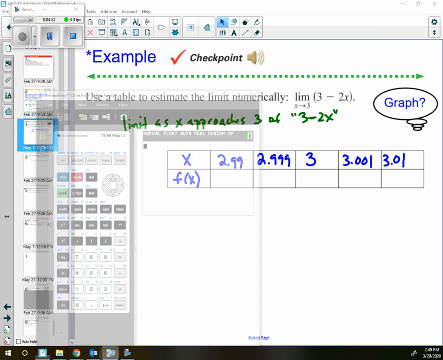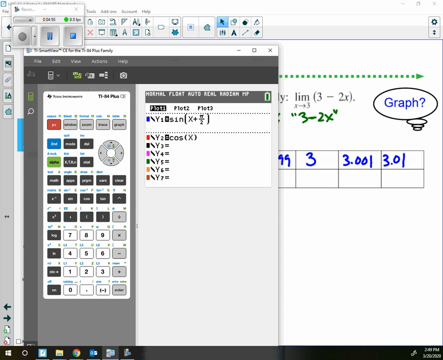So here's what we're going to do. We're going to use our table and our graphing calculator to help us. So I'm going to go ahead and have you put in y equals 3 minus 2x. Now I want you to think about what kind of rule that is. 3 minus 2x is a line, right? So it has a y-intercept of 3 and a slope of -2.